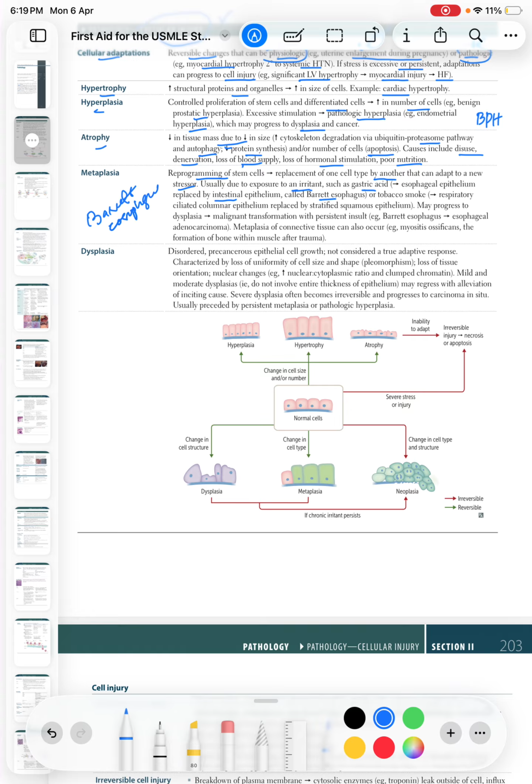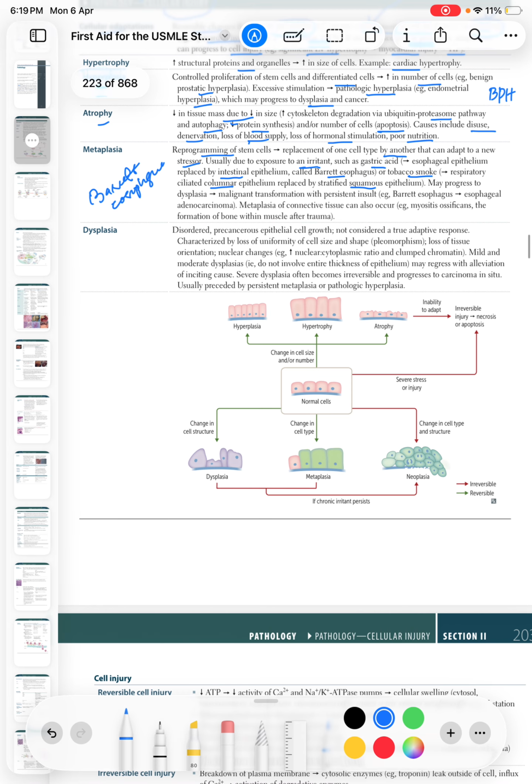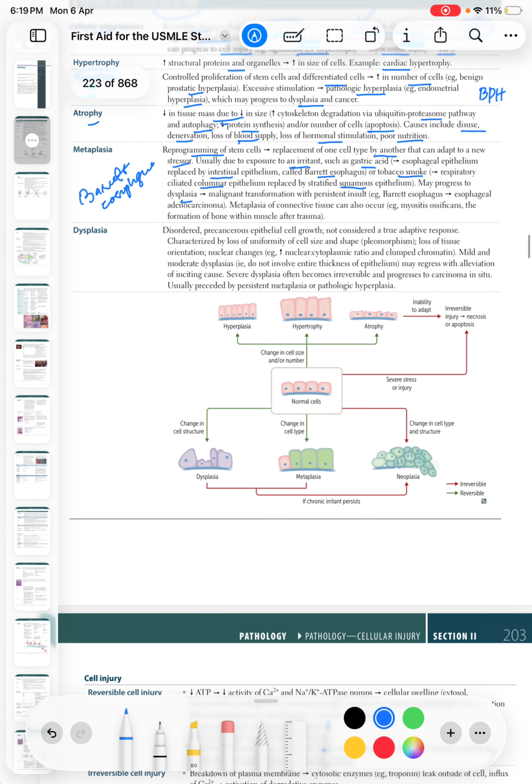In metaplasia, the normal reprogramming of stem cells is replaced by other stem cells. Or, with tobacco smoke, the respiratory ciliated columnar epithelium is replaced by stratified squamous epithelium. This is another example of metaplasia. These are important, because they may progress to dysplasia, that is, malignant transformation with persistent insult. For example, Barrett esophagus can lead to esophageal adenocarcinoma.